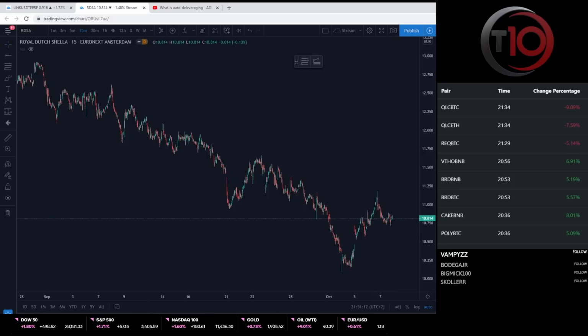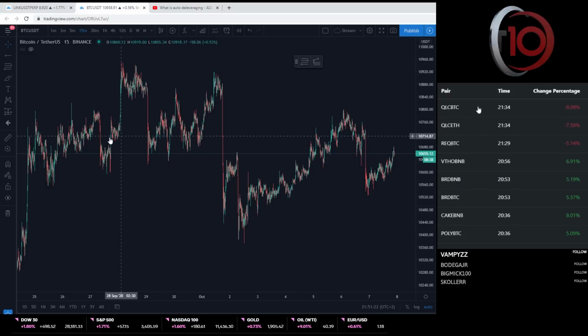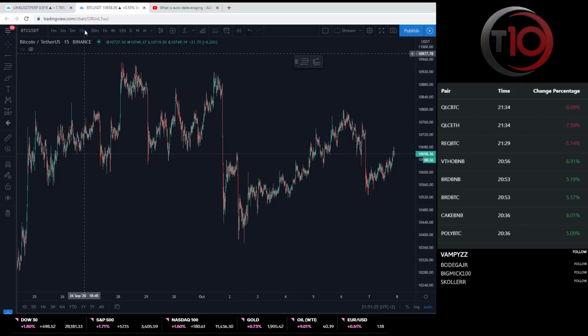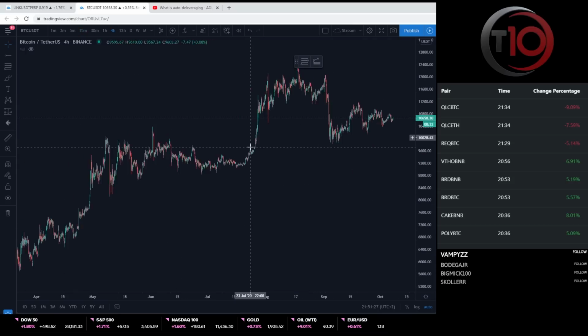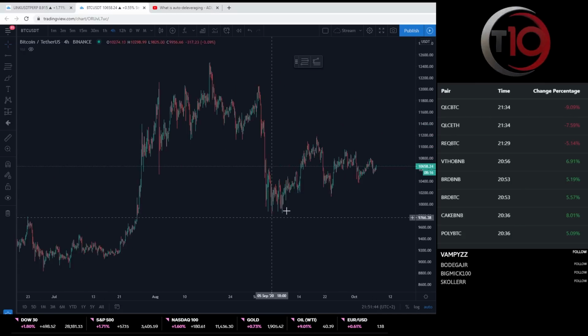Of course, we can look at Bitcoin too in the meantime. So what are we doing? Rejecting these levels at the moment. Let's see if they can. So this is the area I wanted them to wick it down to, but yeah. Let's see. For now, they are doing some patterns.